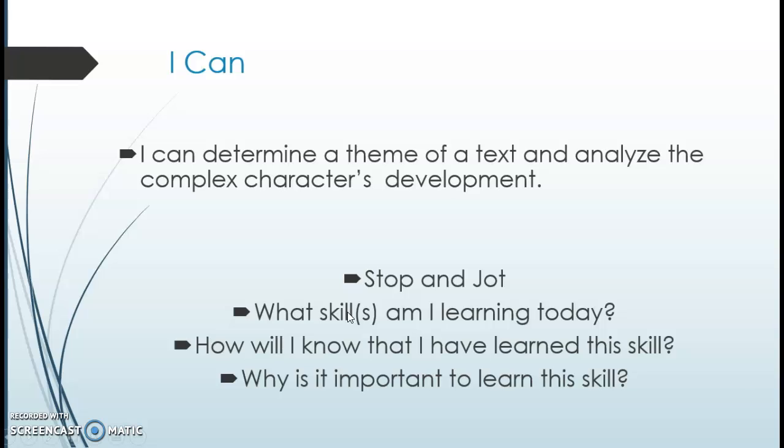All right, here's our learning target for today. I can determine a theme of a text and analyze complex characters' development. Well, we've been talking about a complex character and its development. We know that a complex character is a character just like us that has lots of motivations and conflicts, and its motivation and its conflicts create events or help to advance the plot. And we just learned about the complex character.